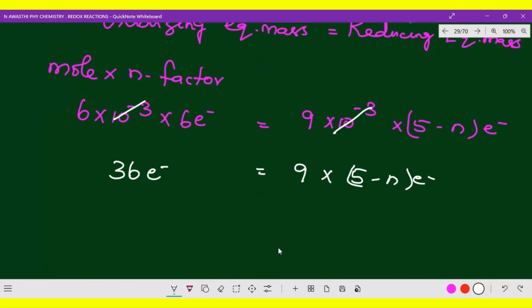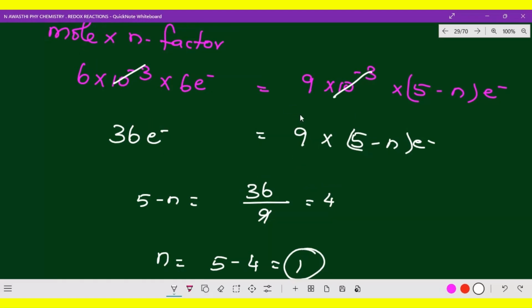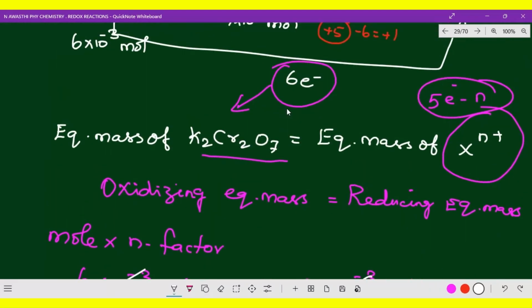So 5 minus n equals 36 divided by 9. How do we get it? 9 ones are 9, 9 fours are 36. So 5 minus n equals 4. That means n equals 5 minus 4, which is 1. We got 1. So the nth power is plus 1.